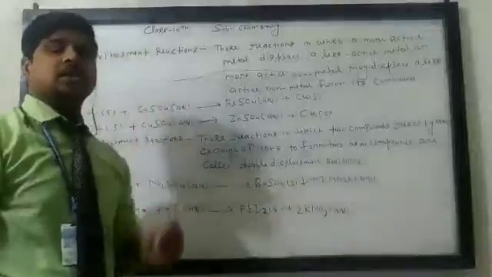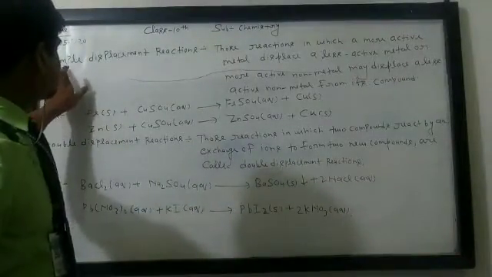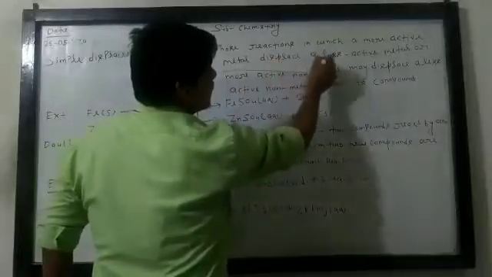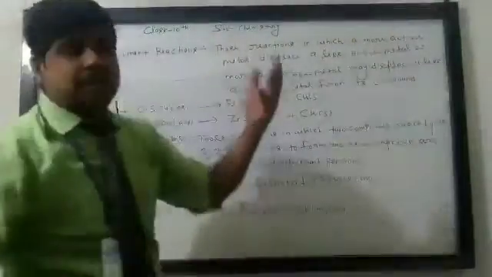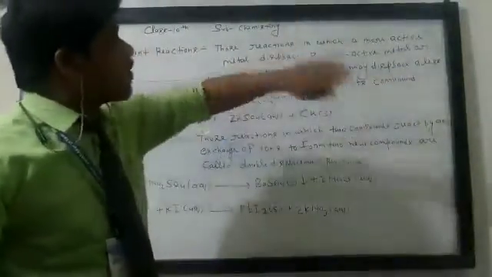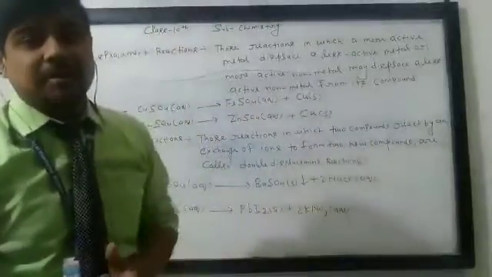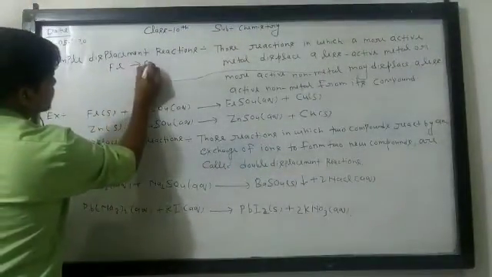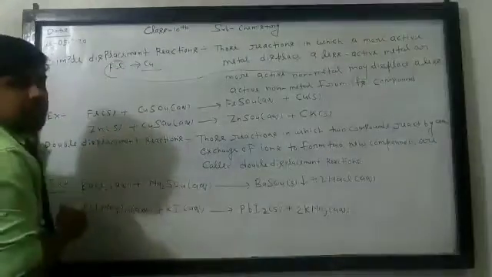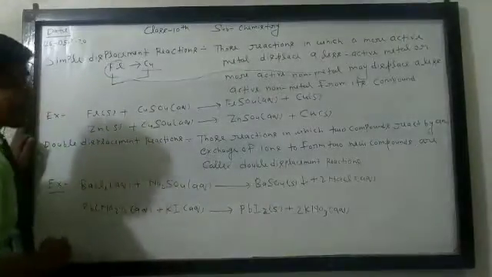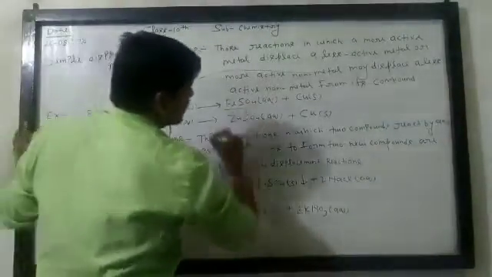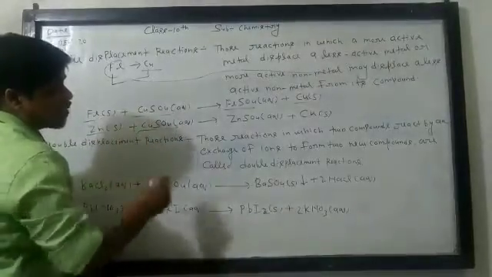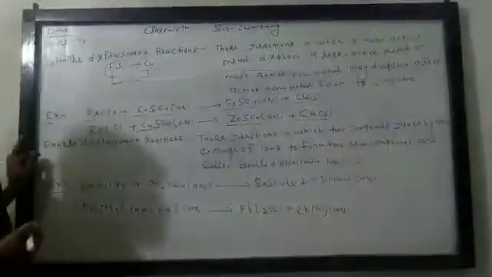Now we will discuss the next type of chemical reaction, known as simple displacement reaction. Clear? Those reactions in which a more active metal displaces a less active metal, or a more active non-metal displaces a less active non-metal from its compound, are known as simple displacement reactions. For example, Fe is more reactive than Cu, so Fe replaces Cu. Fe plus CuSO4 gives FeSO4 plus Cu. Zn is more reactive than copper, so Zn replaces copper to give ZnSO4 plus Cu.